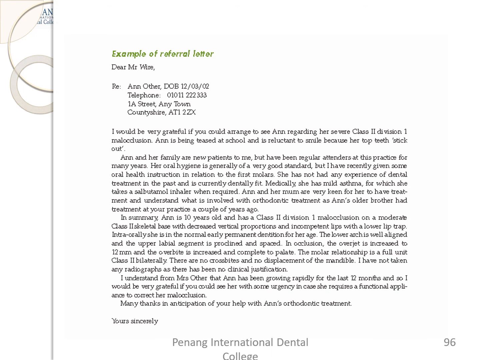Here they have mentioned the urgency of the problem because the patient is at the peak of the growth spurt. So any appliance for growth modification will be very helpful here. Many thanks in anticipation of your help with Anne's orthodontic treatment. Yours sincerely, so and so. So this is how a referral letter will look. All the problems in detail are summarized into this referral letter.